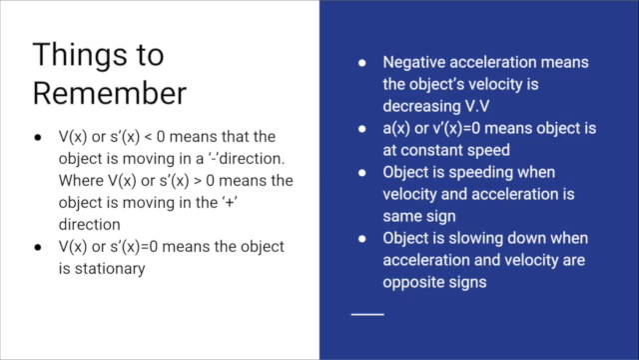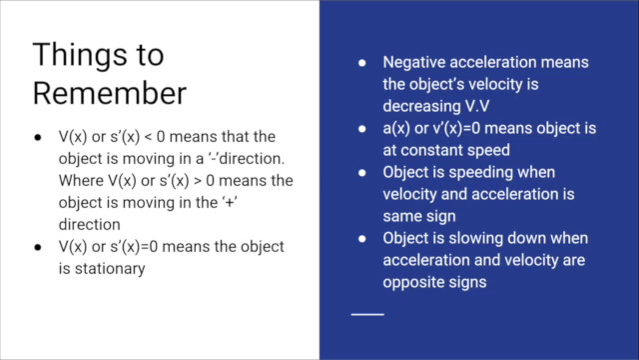An object is speeding up when velocity and acceleration are the same sign. So if I was running to the ice cream truck and I started to get faster and faster, my velocity and acceleration would both be positive, because I was running in the positive direction towards the ice cream truck, and I was also speeding up and trying to catch it.